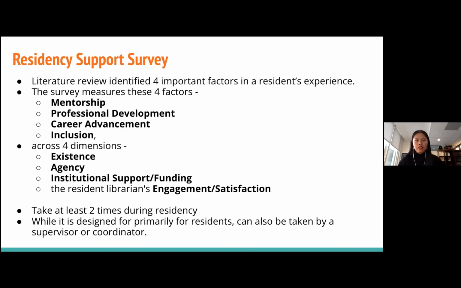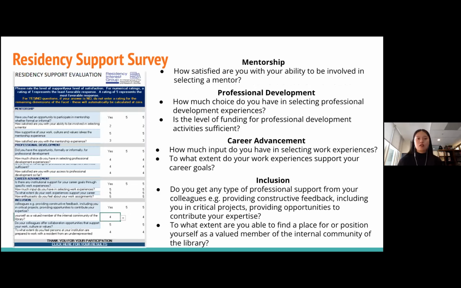So we recommend that the resident take this survey at least 2 times during the residency, preferably 3 to 6 months in, and then again, perhaps near the end of their residency. And while it's primarily designed for residents, it can also be taken by a supervisor or coordinator on behalf of the institution. If you choose to go this route, it's really meant to compare and contrast between the resident's experience and the perceived success or experience on behalf of the institution. So I'm going to pass it on to Willa, who's going to explain more about how to interpret the survey results.